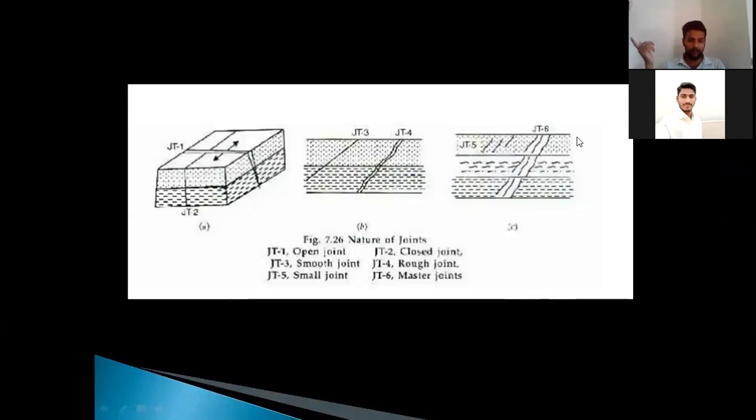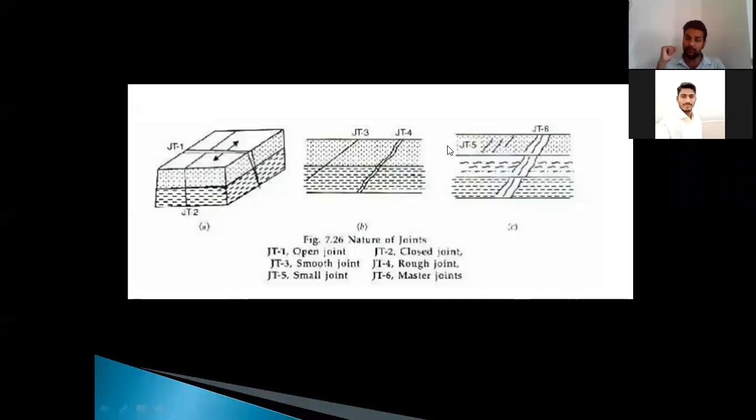But on the other hand, you can see that JT2 is a closed joint. You will not find any kind of opening in that. In that case, those are called closed joints. JT3 is a smooth joint. Why is it smooth? Because you can see the exact straight line along that joint. In JT4, you can see it is a rough joint. Why is it rough? Because the separation line is not smooth. It is slightly undulating or zigzag. Hence it is called a rough joint.